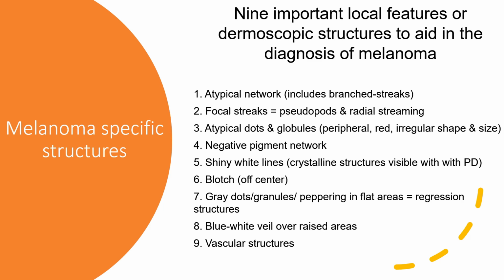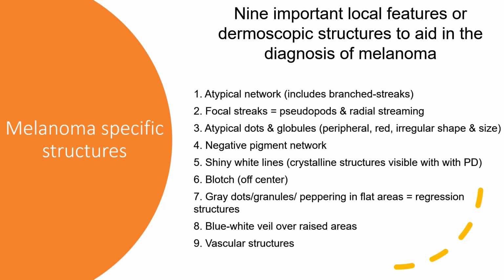atypical dots and globules. These can be located peripherally, they can be red, they can be irregular in shape and size. A negative pigment network, shiny white lines, also known as crystalline structures, visible only with polarized dermoscopy. A blotch, which is off-central, also called eccentric pigmentation.